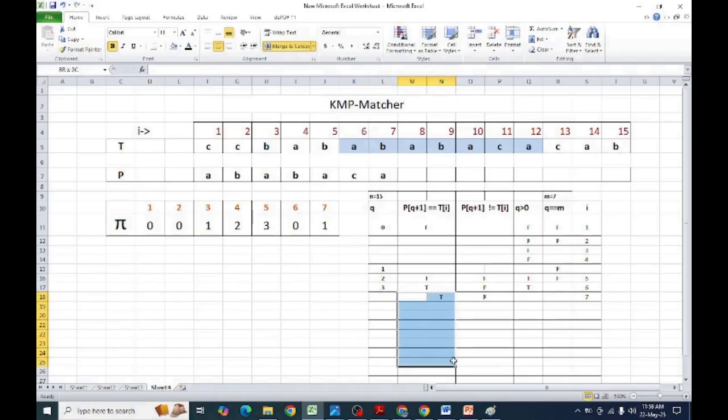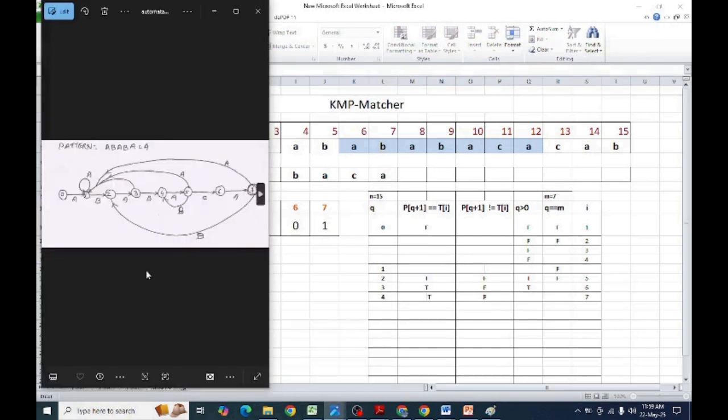Then q will be updated. Q will become 4. We have received ABAB. We are in state 4. See the automata. ABAB, we are in state 4. Q is equal to 4.